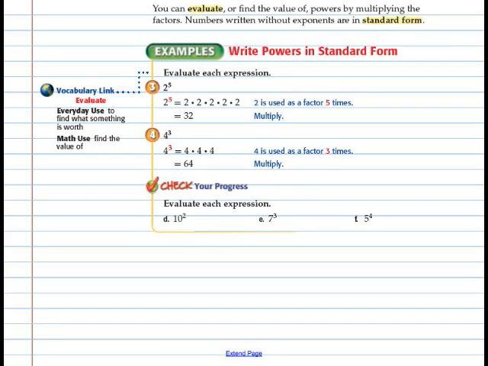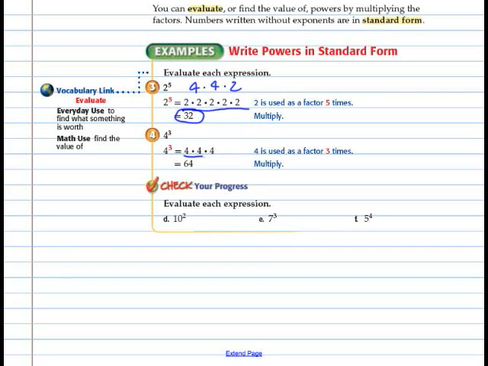You can evaluate or find the value of powers by multiplying the factors. Numbers written without exponents are said to be in standard form. So in our first example, we would evaluate 2 to the 5th by first of all writing out the factors. So we would write 2 as a factor 5 times. Then we start multiplying these numbers together. We would have 4 times 4 times 2, which is 16 times 2, which is 32.